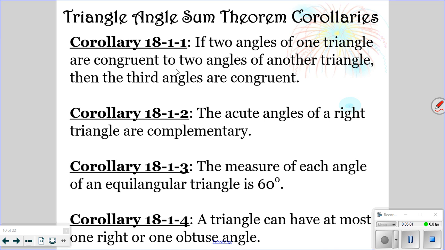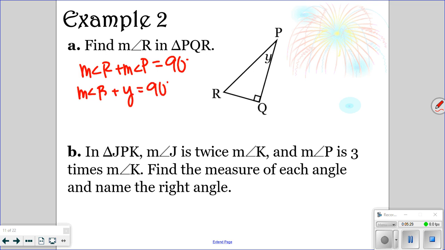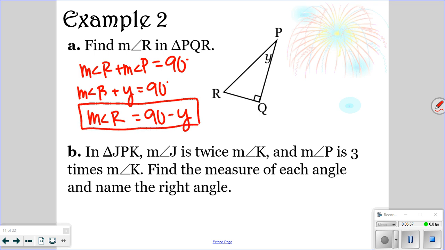Some of them you may already be familiar with. So now we're going to find the measure of angle R in our triangle. Well, this is a right triangle. So we know that the measure of angle R plus the measure of angle P has to equal 90 degrees because they have to be complementary. So we don't know the measure of angle R, but we know that the measure of angle P is Y. So the measure of angle R would be 90 minus Y. And that would be your answer.